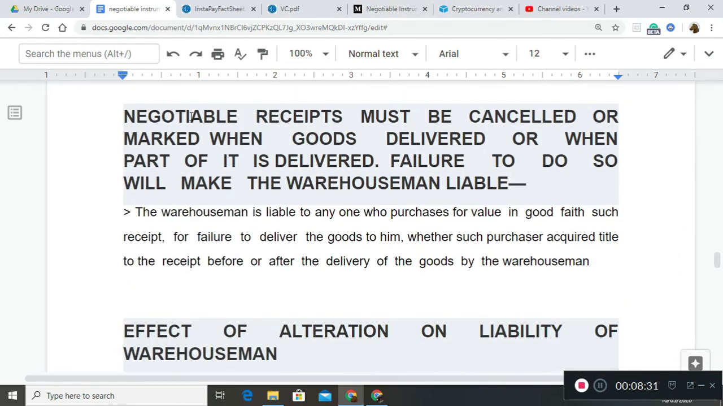Now again, for negotiable receipts, they must be cancelled or marked when goods are delivered or when part of it is delivered. So if the warehouseman fails to do so, he shall be made liable.